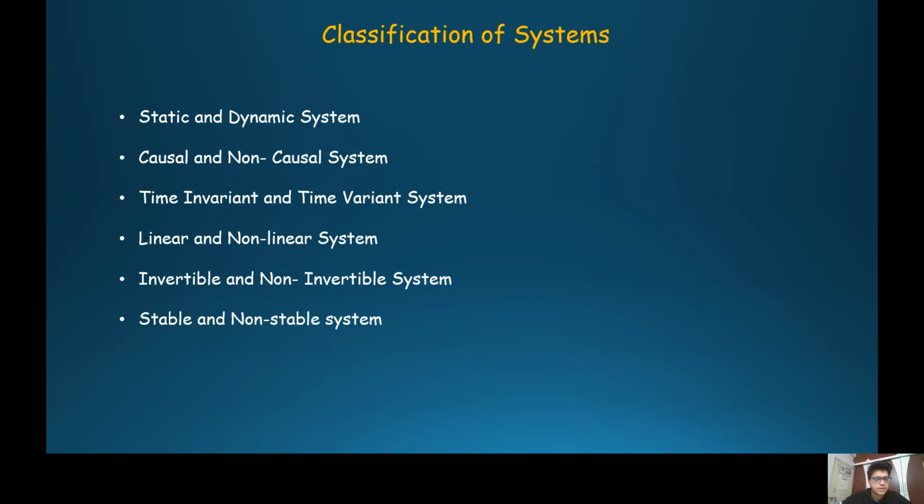Let's see the other classification of systems, which are static and dynamic system, causal and non-causal system, time invariant and time variant system, linear and non-linear system, invertible and non-invertible system, and stable and non-stable system. Since in this presentation we are going to discuss LTI systems, LTI which stands for linear time invariant, we need to understand what are linear systems and what are time invariant systems.